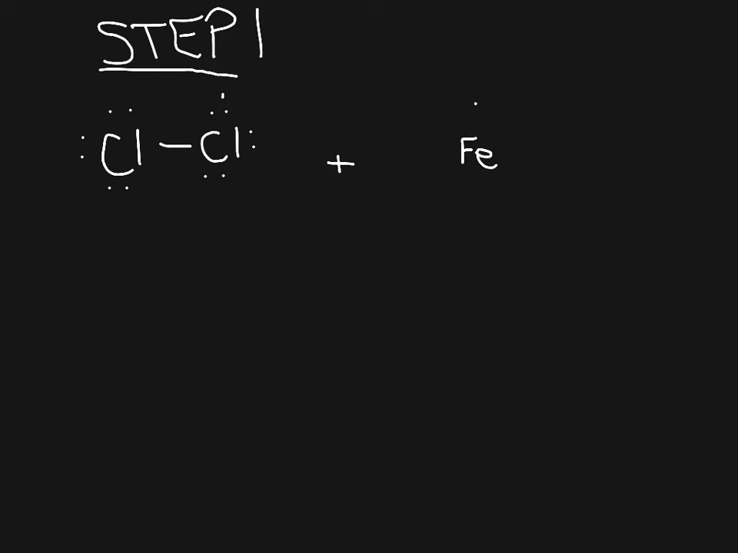So if I just write step 1 here, what we actually want is to make an electrophile. How we do this is by having our halogen gas, which is going to be chlorine, and we know chlorine has 3 pairs of non-bonded electrons. And we add this to our iron trichloride.